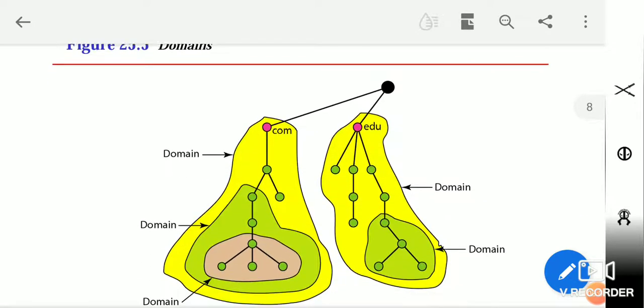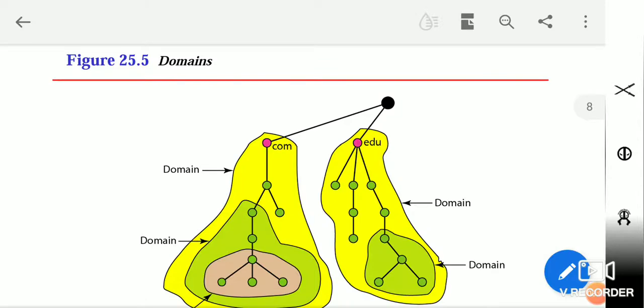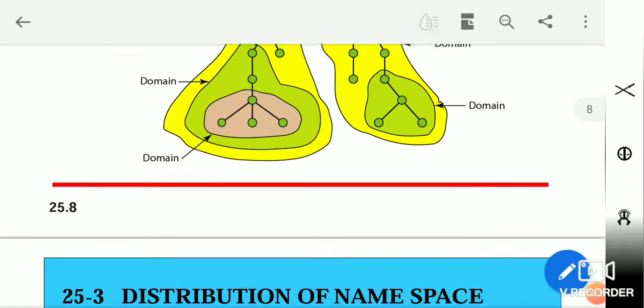Okay, and now we'll see some of the domains. You can see this is how the domains are mapped. After root there are two categories of domains: commercial domain and educational domain. Under commercial domain you can have subdomains. Under educational domains again you can have some more subdomains. Okay, so this is what is called domains and labels.